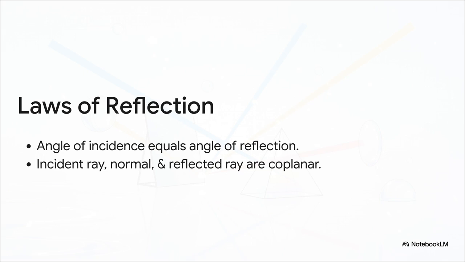First up, the angle of incidence is literally always equal to the angle of reflection. Always. Second, the incoming incident ray, the outgoing reflected ray, and that perpendicular imaginary line we call the normal, well, they all sit perfectly flat in the exact same plane.